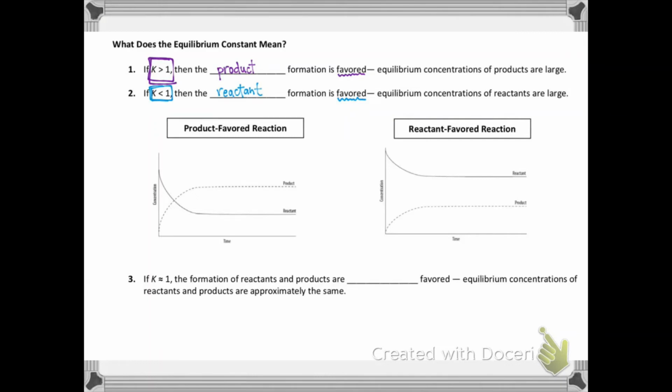You can even represent this graphically. I know you're excited. So if you're graphing concentration versus time, notice both the concentration of products and reactants has become constant. But in this particular example, you've got lots more products. So this is an example of a product-favored reaction where K is greater than 1. And the opposite graph is showing you a reactant-favored reaction because at equilibrium, you've got more reactants than products. So from this graph alone, you could tell that K is less than 1. Now, if K is right about equal to 1, well, then the formation of reactants and products are about equally favored, and you've got about the same amount of each.